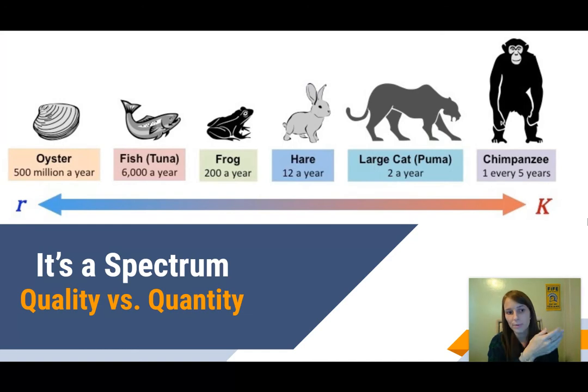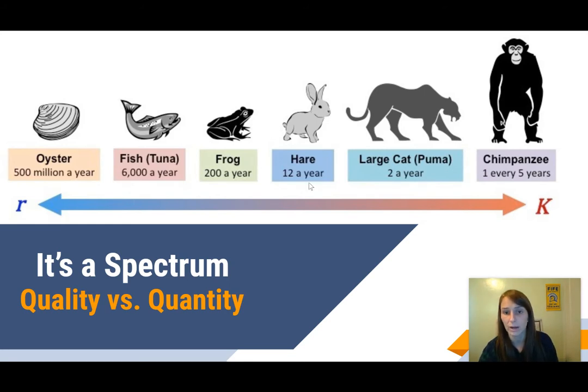Now, the thing I want you to be aware of is that when we talk about K versus R-selected species, it's a spectrum. We do have some organisms that are clearly very R-selected, like oysters. They can produce 500 million offspring a year, and there is zero care whatsoever. They shoot it out into the ocean and hope it survives. Versus chimpanzees, which are very much K-selected. They only have one baby every 5 years. But it is a spectrum.